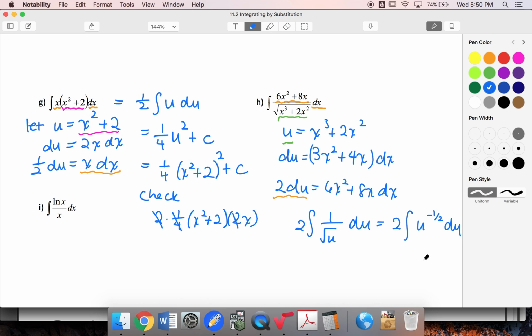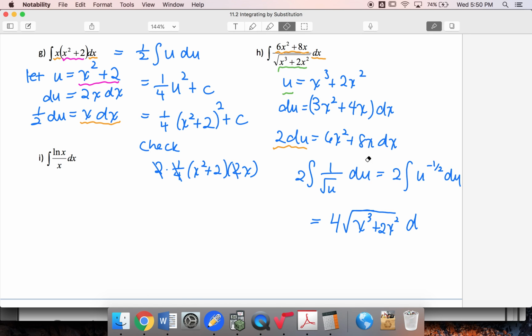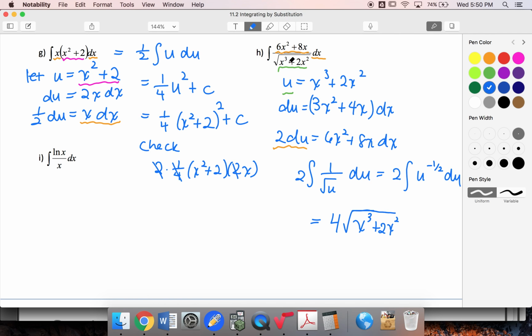I'm going to add 1, so I'll get a half. So I will take my 2 and divide it by a half. So I'm going to get 4 u to the half. That's going to be the square root of u. Of course, the square root of u is the square root of x cubed plus 2x squared. No dx. I've taken the integral, but I need to add my constant.